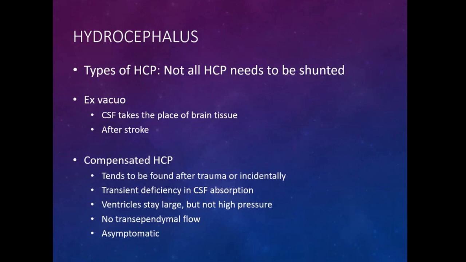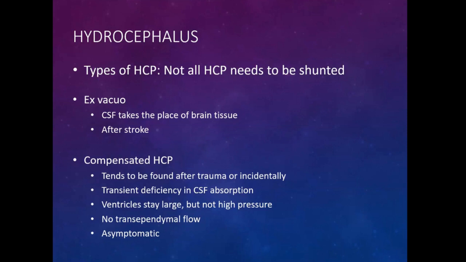Some of those patients will never need treatment, or some of them will, after, for example, a minor trauma, lose the ability to absorb and then need treatment. If they do not have high pressure, generally they're asymptomatic, and generally we do not see what we call transependymal flow, where the spinal fluid is pushing out because of high pressure, through the ependymal lining of the ventricle into the brain tissue. You can see it on CT, but it's best seen on an MRI. So if we have a patient with hydrocephalus, how do we work them up?